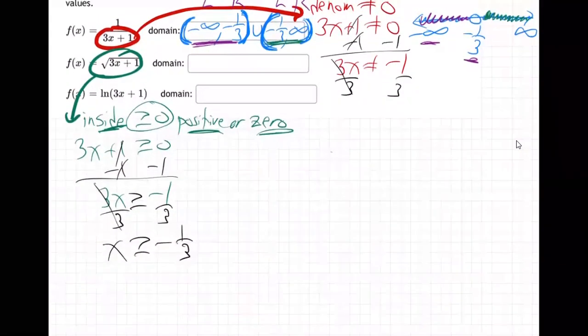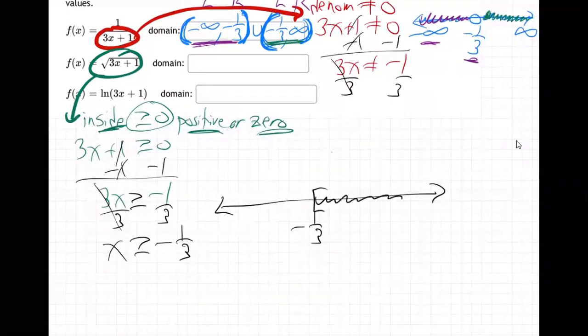How do you do that on a number line? Well, you go -1/3, bracket, and go to the right, which means infinity. See what I did there? It's a bracket. Now, why is this one a bracket right here? Because it's straight on -1/3, greater than or equal to. You can be right on -1/3 all the way up to infinity. That's the left edge, right edge, we would say.